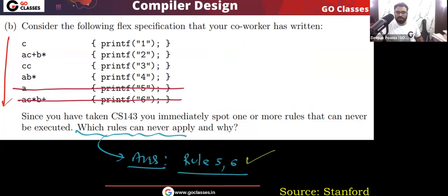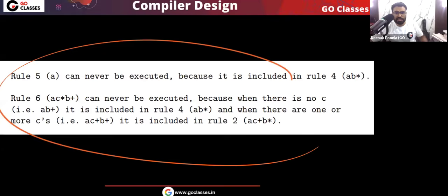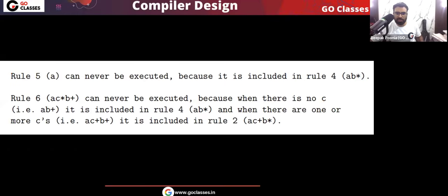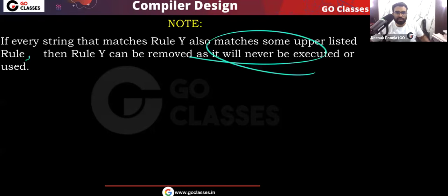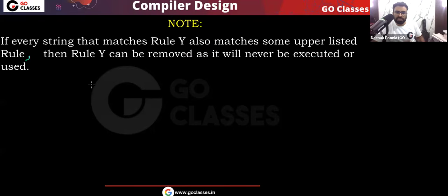Now let me give you the theorem. You are waiting for the theorem. So finally the theorem I am giving you. This is the explanation of the previous question. Now let me give you the theorem. You can see, if every string that matches rule y also matches some upper listed rule, then rule y can be removed as it will never be executed. This is the theorem.